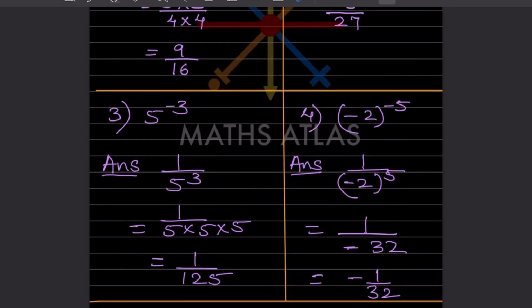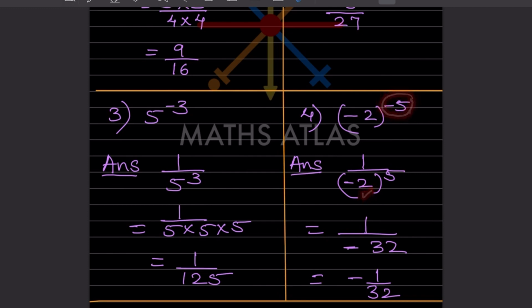Now look at here. Now the exponent is negative. Whenever there is a negative exponent, first thing you have to make it positive. So that will be 1 by 5 raised to 3. This 5 we are going to multiply 3 times. So that will be 125. Now look at here. Now here there is a negative sign over here as well as in the exponent. But wherever there is a negative sign in the base, you don't have to worry about it. You will write it as it is. Only the exponent negative, you have to make positive.